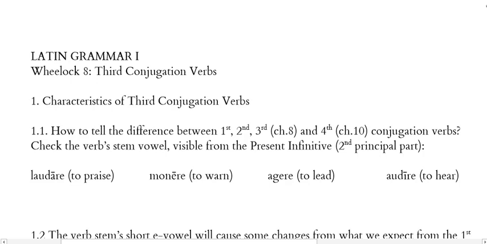So let's talk about Wheelock chapter 3. We deal here with third conjugation verbs. We've already learned about first and second conjugation verbs, and so I'm going to start this by asking how to tell the difference between the verbs of these various conjugations.